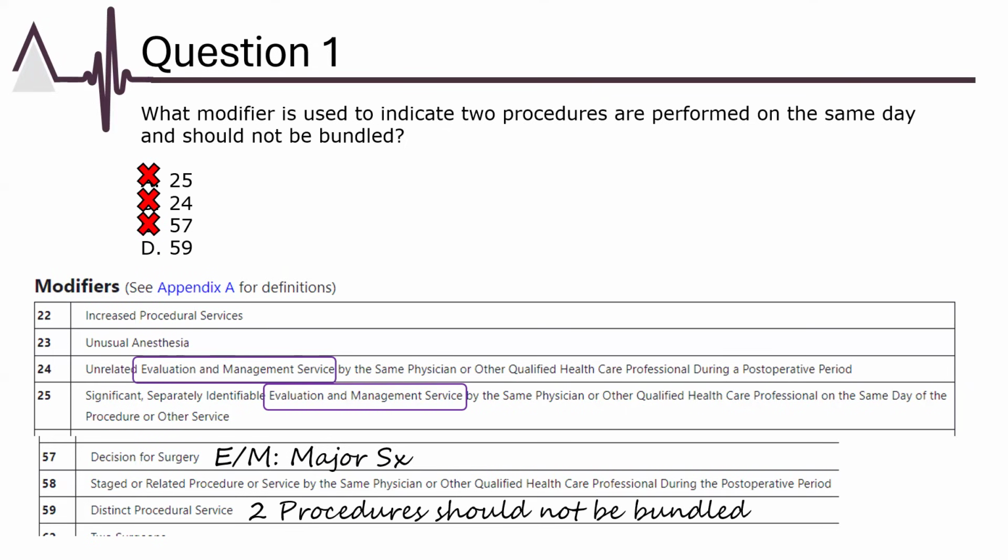Modifier 59 is used to indicate two procedures should not be bundled, making D the correct answer. Take a moment to pause this page and make these notes and any annotations to help you remember these tips along the way.